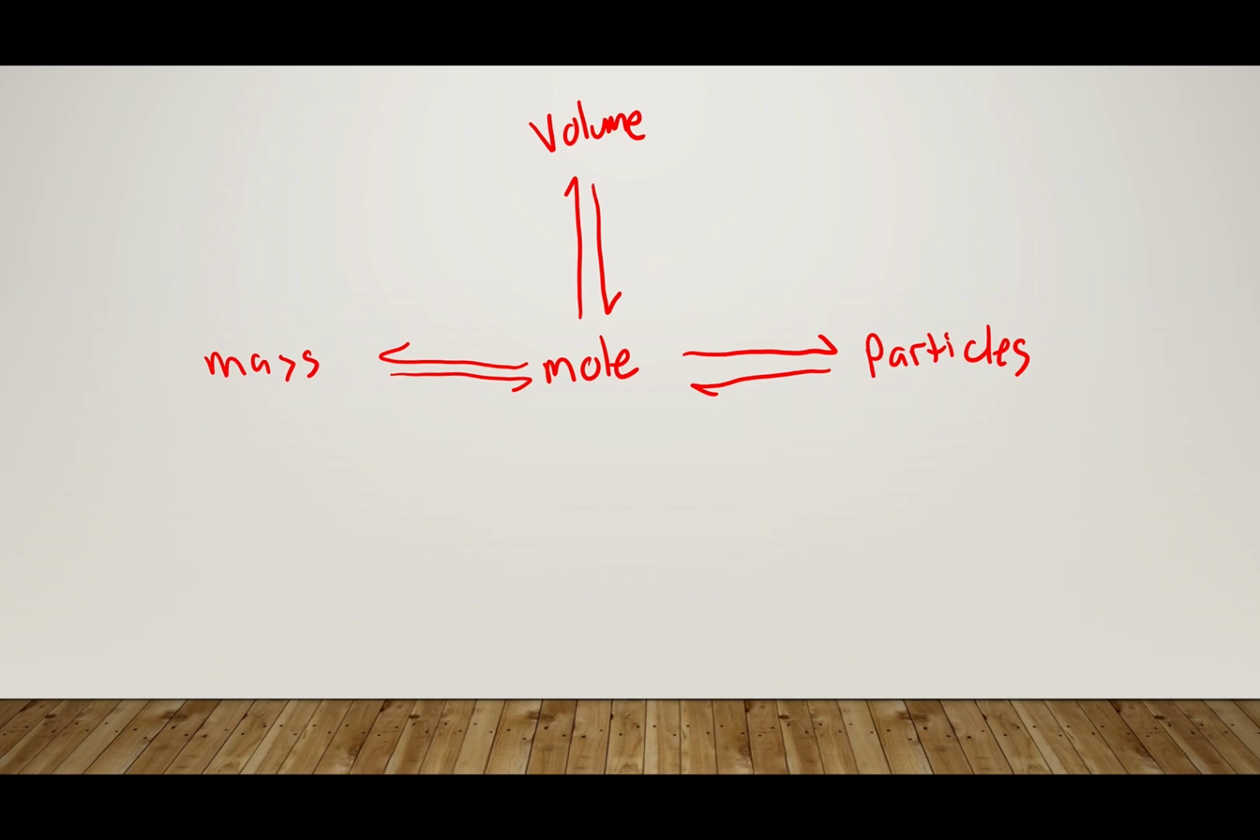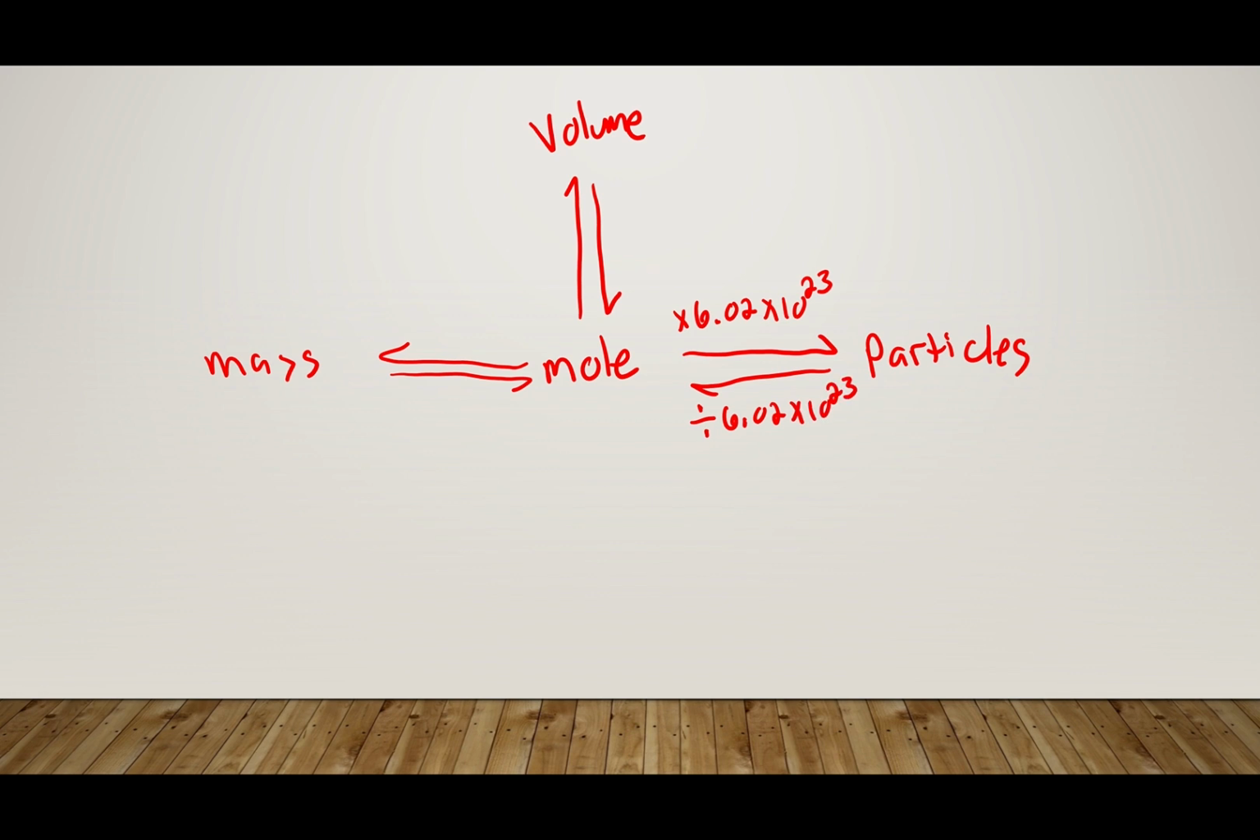So if we want to go from moles to particles, we've seen that 1 mole of anything is 6.02 times 10 to the 23 particles. So going from moles to particles requires us to multiply by this number. And if we're heading from particles to moles, we are just dividing by it instead.